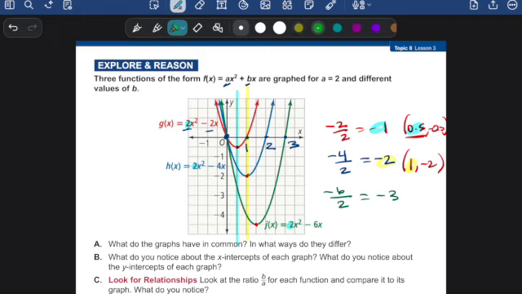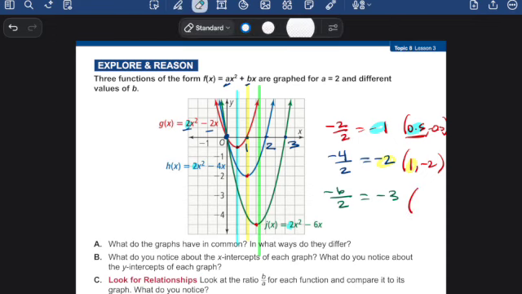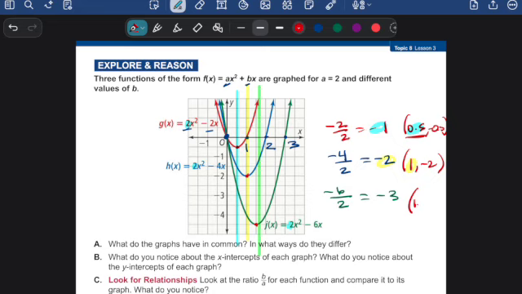And then for j of x, our vertex is at 1.5 comma negative 4.5, so our line of symmetry is at 1.5. What's the relationship between our line of symmetry and the ratio of b over a? Do you notice? Hopefully you're noticing that the line of symmetry is half of b over a. So remember that relationship. That's going to come back later in the lesson.